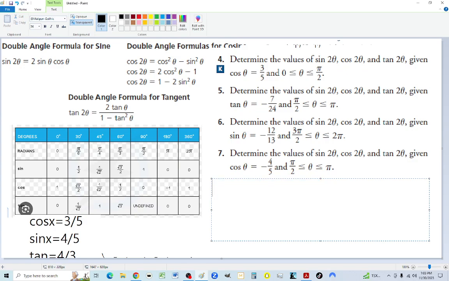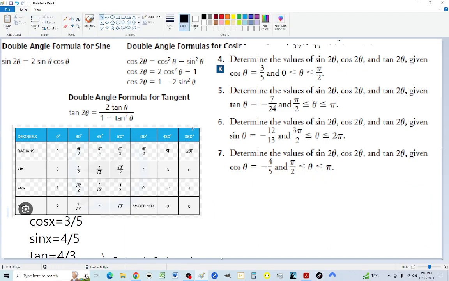Now they give us the sine for an angle that's between 3 pi over 2 and 2 pi, this is number 6, which is quadrant 4. They give us that sine is minus 12 over 13. Which means for sine, which is opposite, the 12 over here is negative. And the 13 is over here, which means 169 minus 144, 25. It means this is 5.